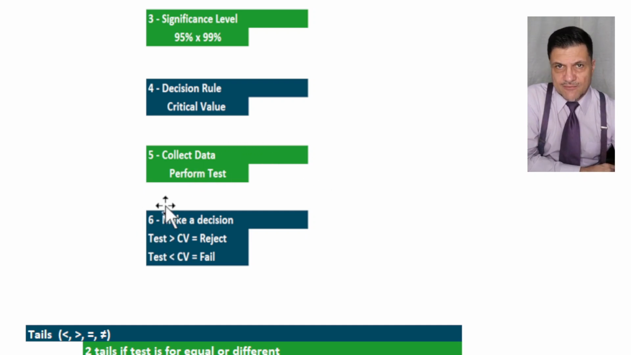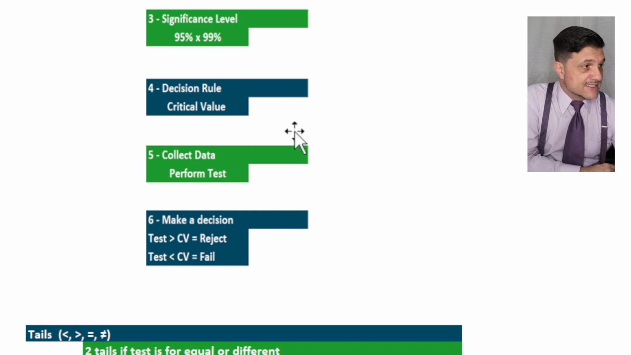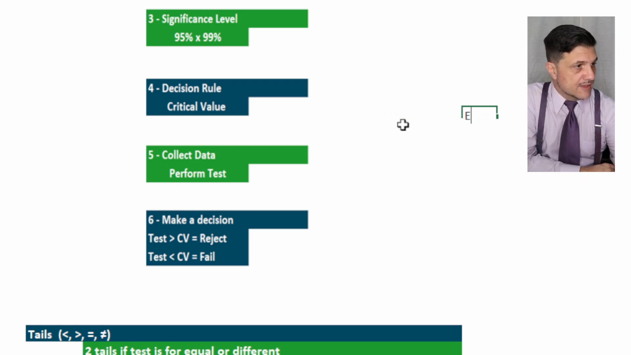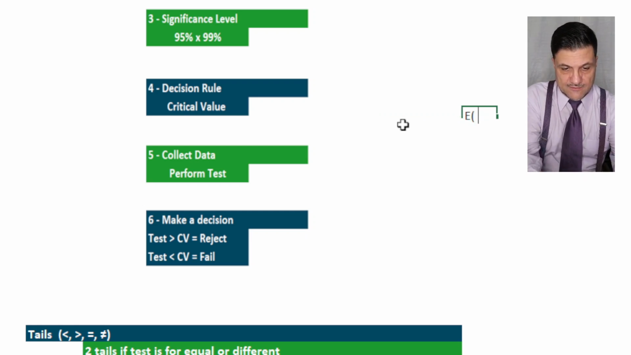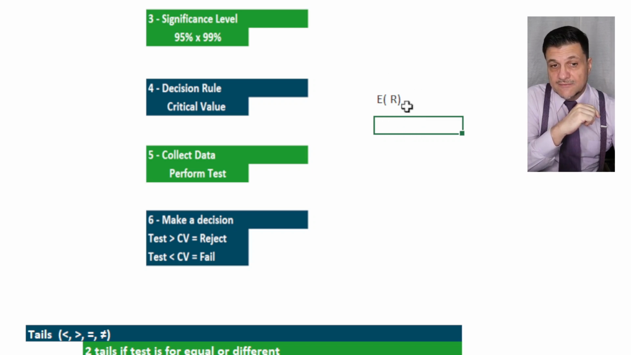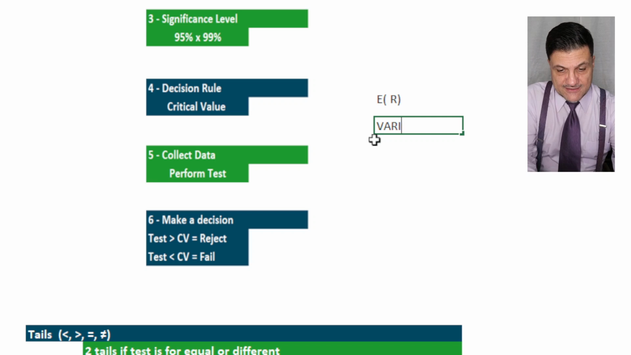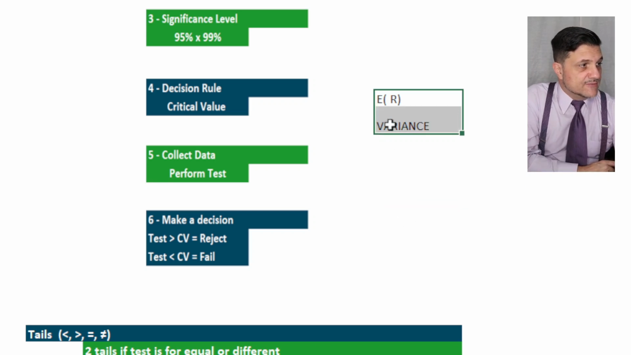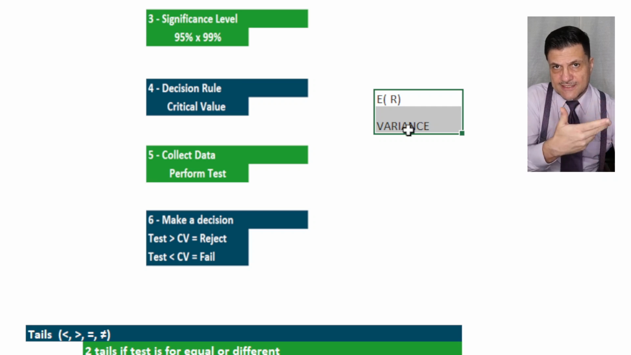Okay, very simple. But you have to remember there's one formula if you're doing a test for expected value. It's one thing, expected value. And if you're doing a test for variance, as I mentioned before, that's another story. So be careful, those are important. We're going to be discussing them as you go forward.